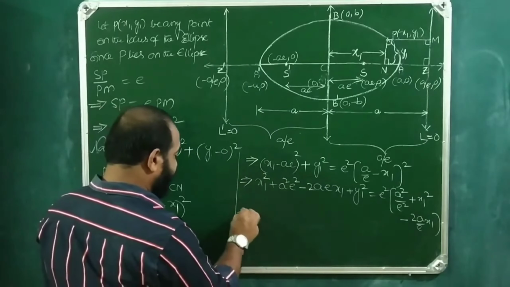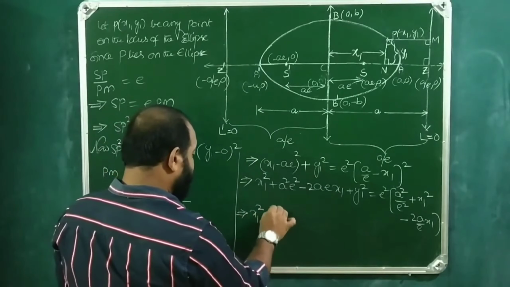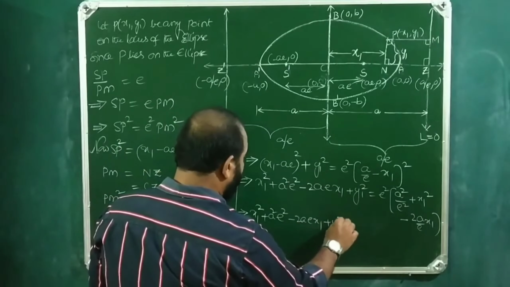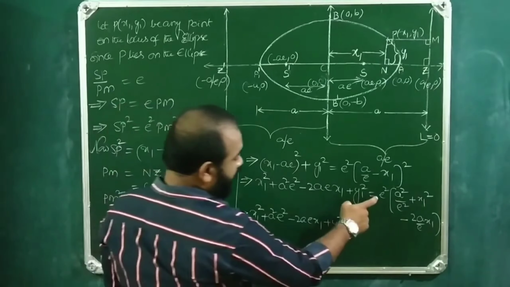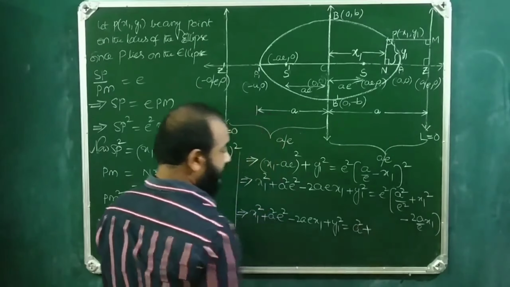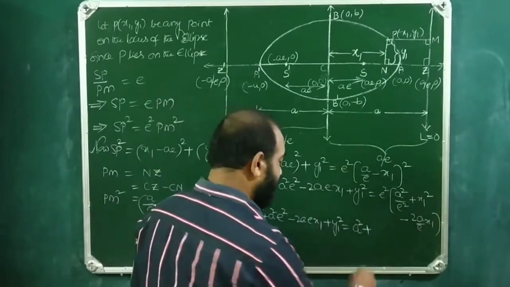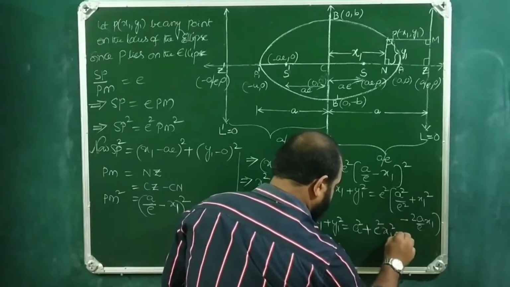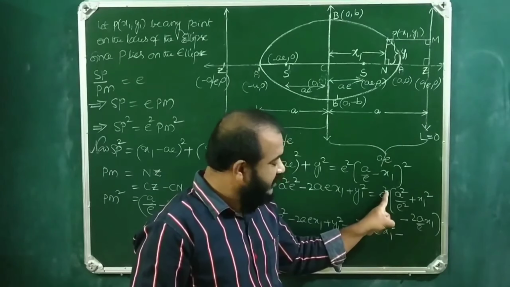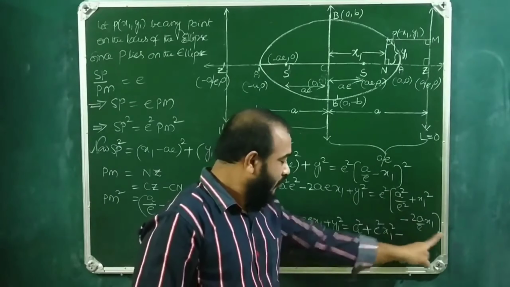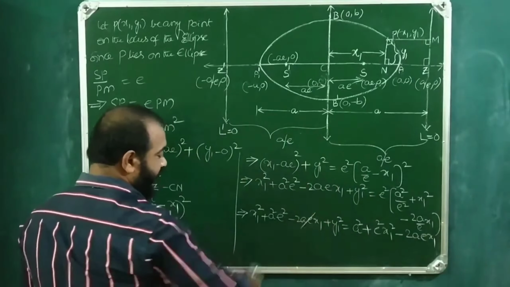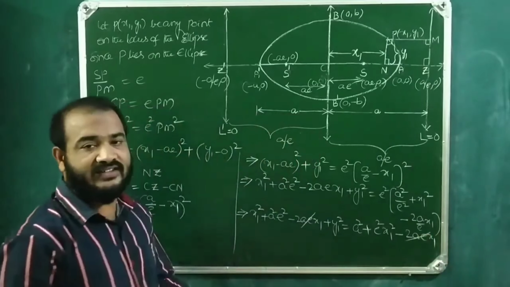This is equals to x1 square plus A square e square minus 2AE x1 plus y1 square is equals to e square into A square by e square, e square gets cancelled. We are left with A square plus e square x1 square minus e square into 2A by e x1. e in this will be cancelled, e times. So minus 2A e x1. So minus 2A e x1 on both the sides gets cancelled.